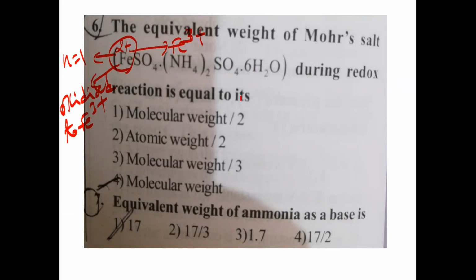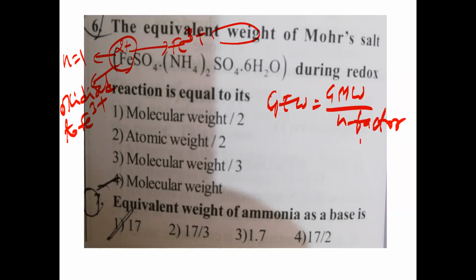That's why the equivalent weight, the gram equivalent weight formula, is equal to gram molecular weight by n factor. Here the n factor is 1. So gram molecular weight by 1 will be equal to the gram molecular weight. So the gram equivalent weight for Morse salt is the gram molecular weight. Is that clear? Fe plus 2 is going to Fe plus 3, so 1 electron is lost by Fe plus 2. That's why the n factor is 1 here.